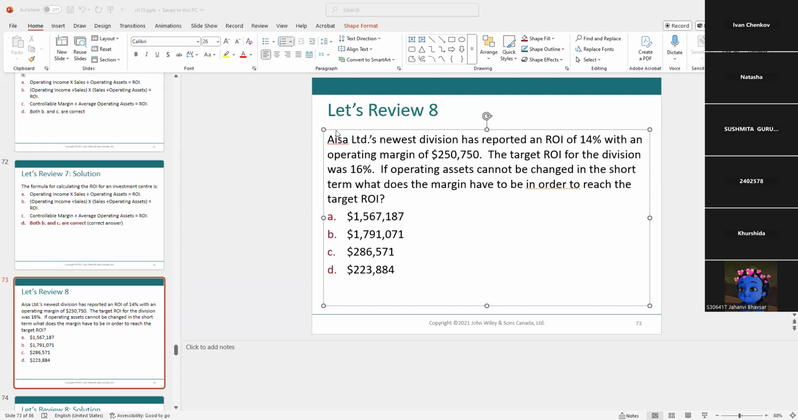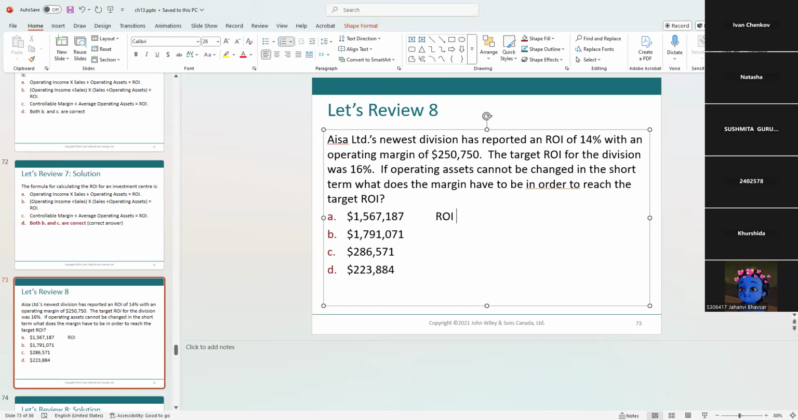So what are you getting as answer here? Or are you waiting for me to calculate it for you? I think the answer is C. You think the answer is C? How are you getting that C? Let's see what the question asks. New division has reported return on investment.